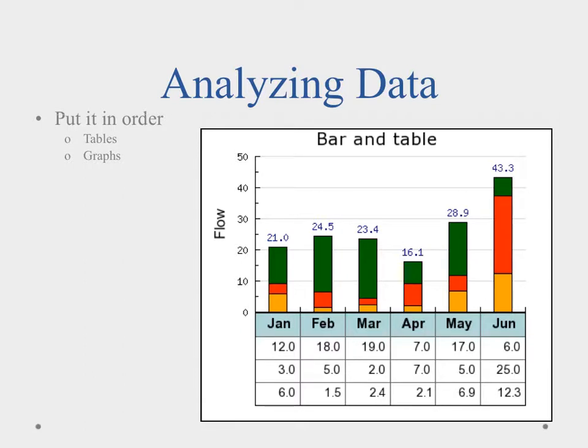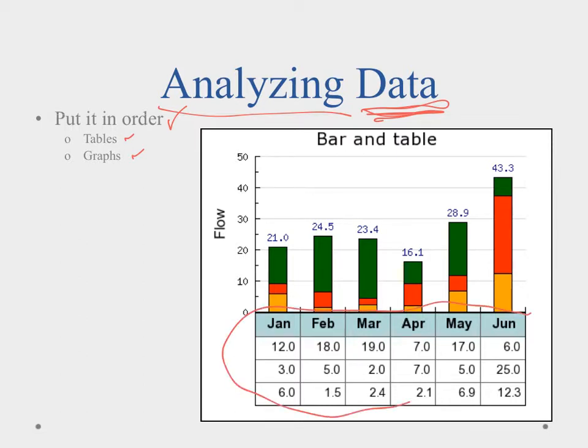The key to science is communication, and part of that communication is making that data useful, so it's visible so people can see what's going on, and we call that analyzing our data. So quite simply, the first step is to put it into order, and then we can start to manipulate that data. When we put it into order, we have two primary ways. We can use a table or we can use a graph, and you can see an example of each.